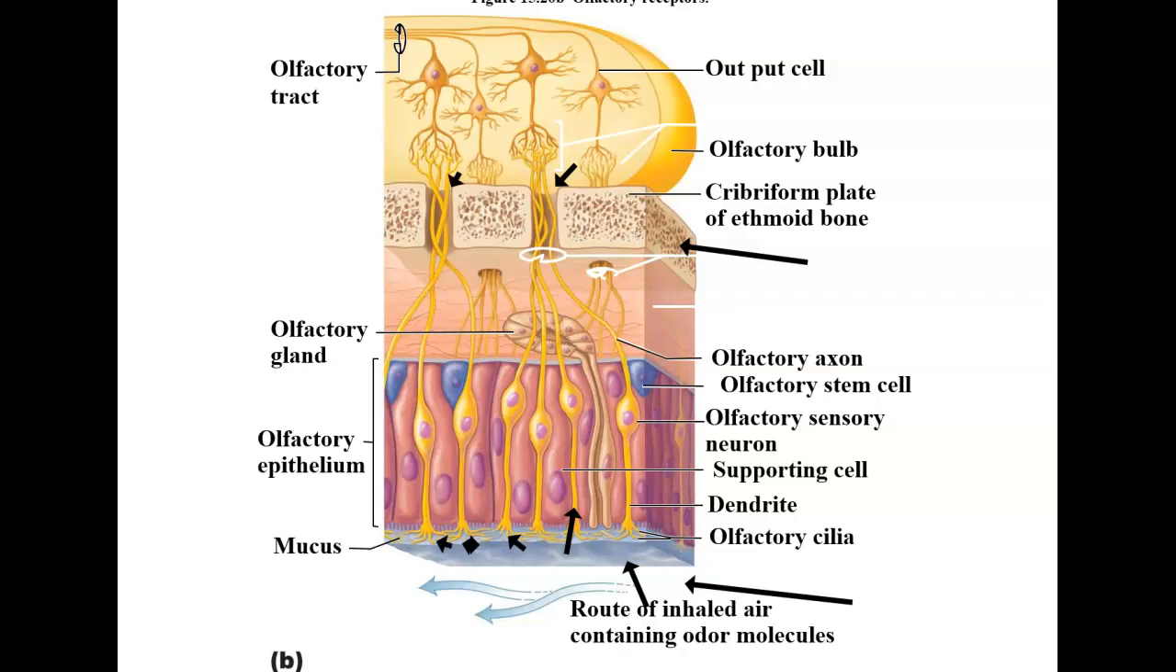When they do sense an odor molecule, the information will basically travel up through this cranial nerve number 1, and then they'll synapse with these other output neurons, which are in the olfactory bulb, which will carry that information back to the temporal lobe for smell perception.